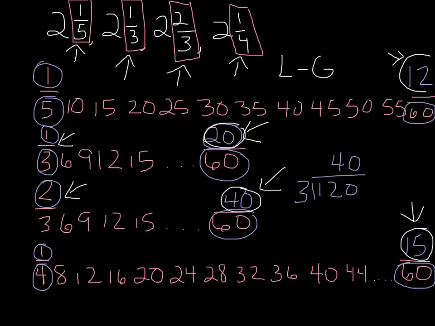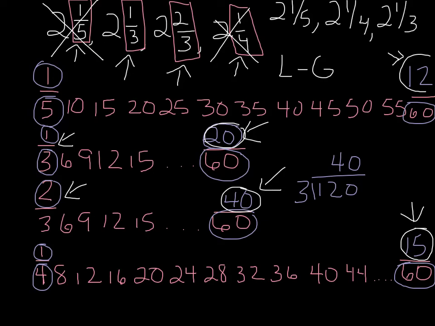So it would go 2 and 1/5. Cross that off just like with the decimals so that you don't forget. 2 and 1/4. Cross that off. Then we had 2 and 1/3. And finally 2 and 2/3. I'll squeeze that in. And that would be my final answer with my original fractions.